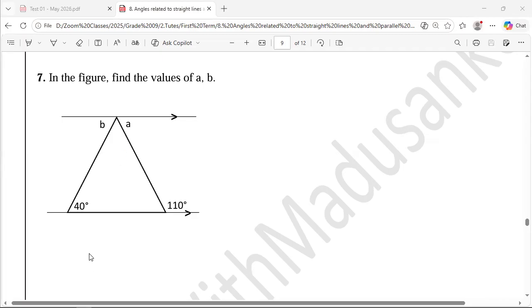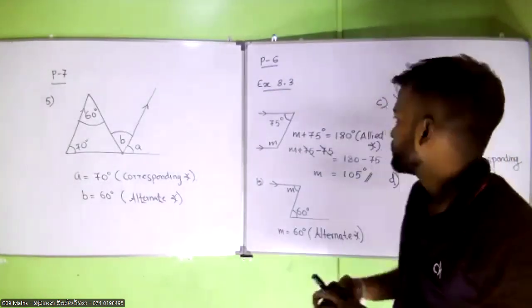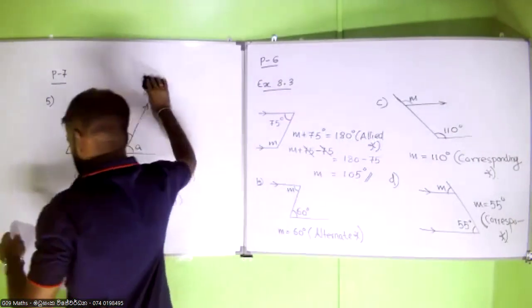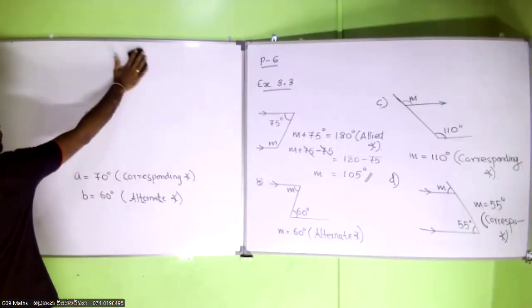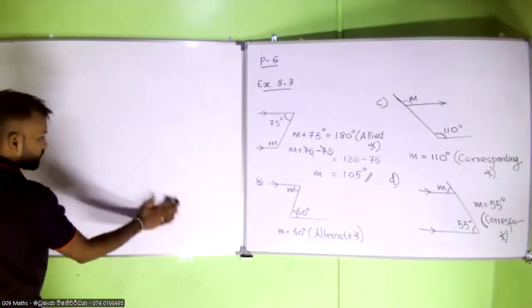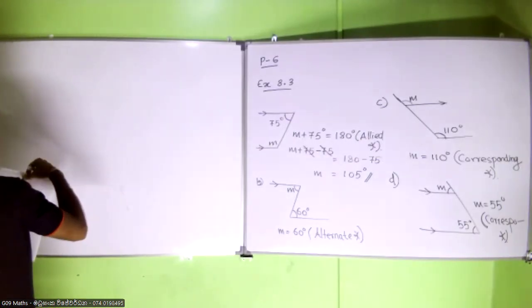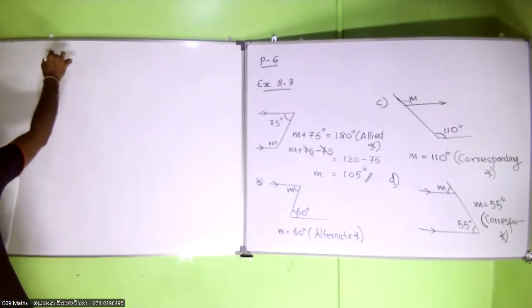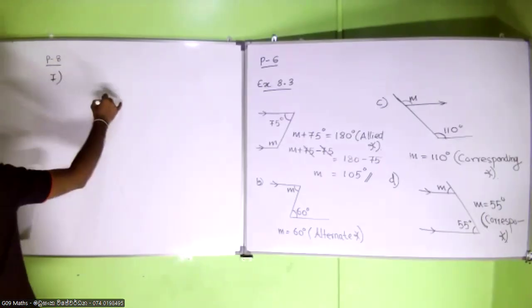Right. Okay, I'll discuss. So shall I discuss this on the board? So the seventh question on page number 8. I'll do it here. Right. Seventh question, page number 8. So it is something like this.